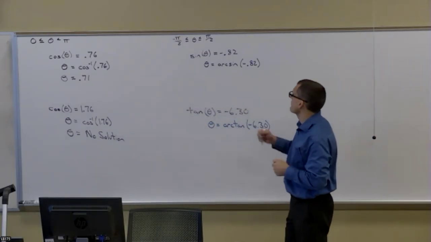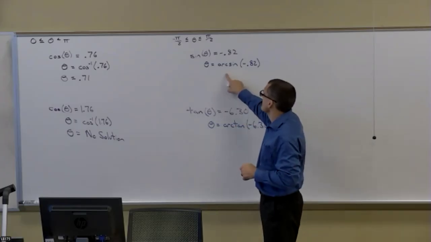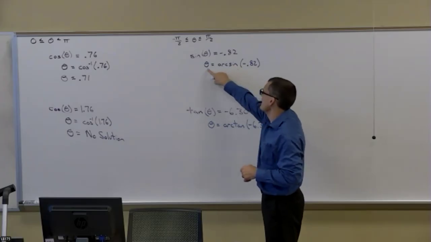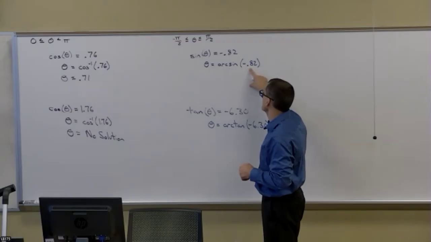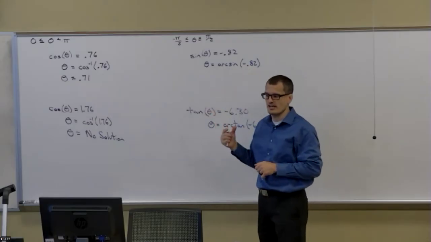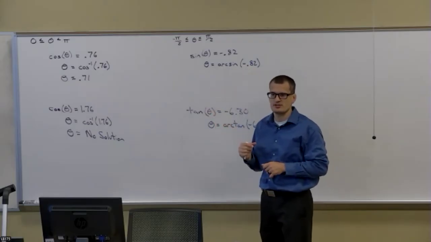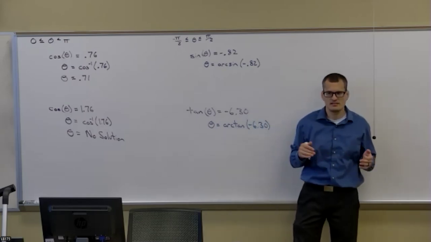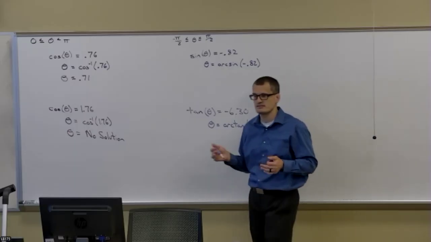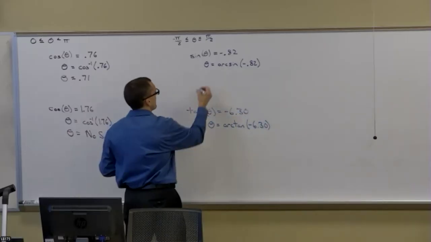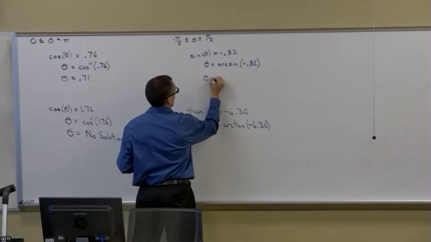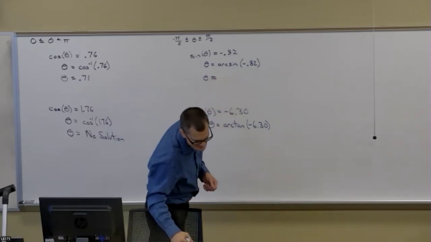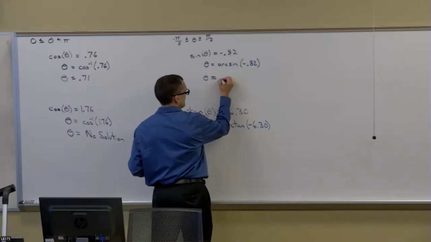All right, so in the first one, since we're saying sine of the angle is negative 0.82, then the angle has to be the arc sine of negative 0.82, or inverse sine of negative 0.82. You can use whatever notation you like, whether you like the arc sine language or inverse sine notation, doesn't matter. But when I did that, I ended up with about negative 0.96 radians.